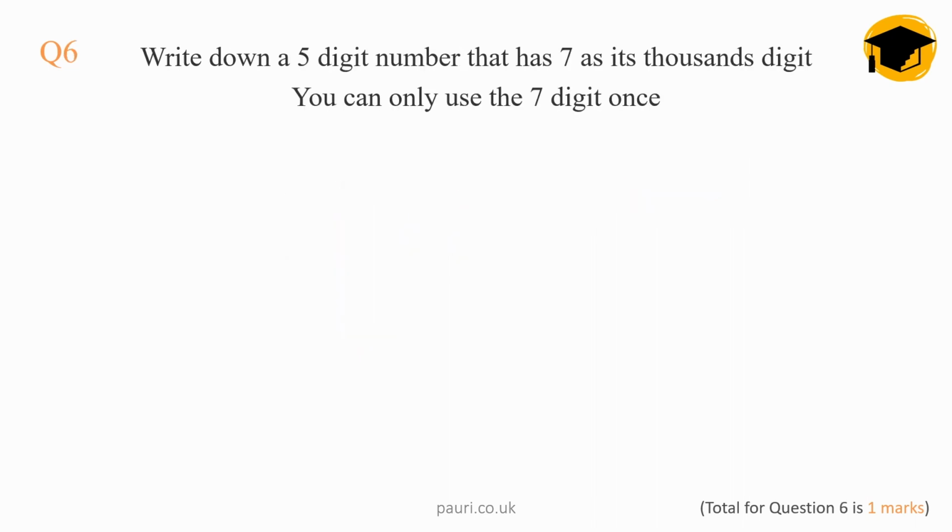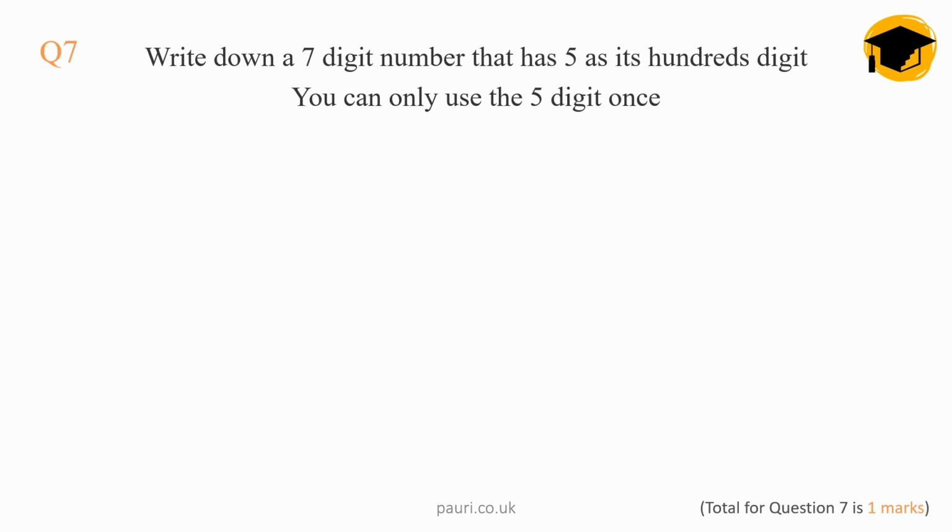Let's move on. Question 6. Write down a 5-digit number that has 7 as its thousands digit. You can only use the 7 digit once. We want a 5-digit number. You can see I'm using the comma after every 3 digits to make it a bit easier for myself. And the thousands is that number there. I need to make sure I've got a 7 in that thousands column. So let's say I've got 67,123. That's perfectly fine as an answer.